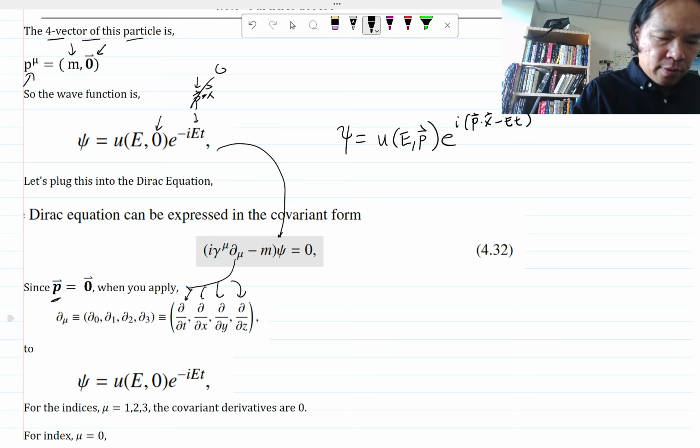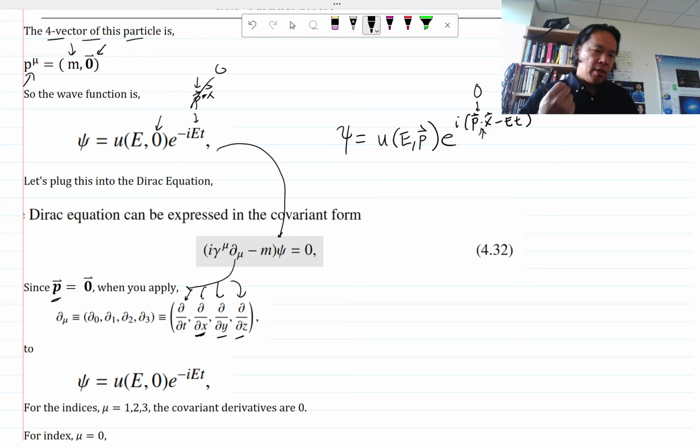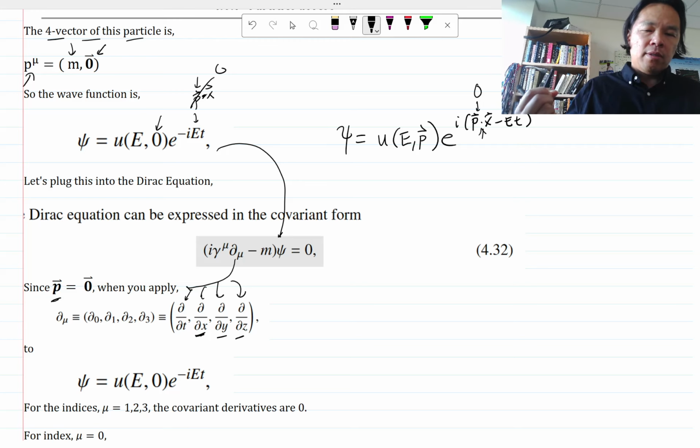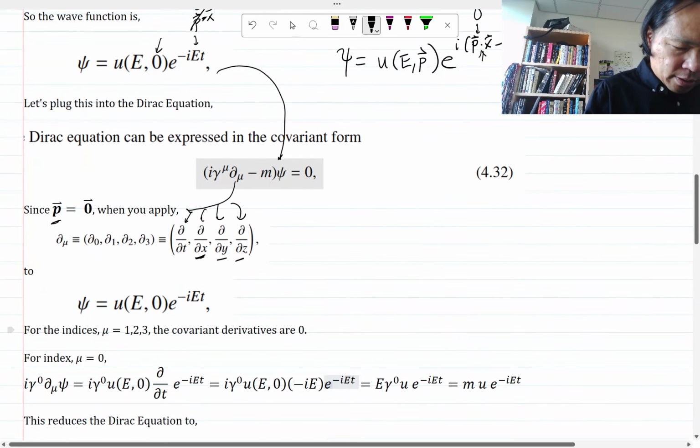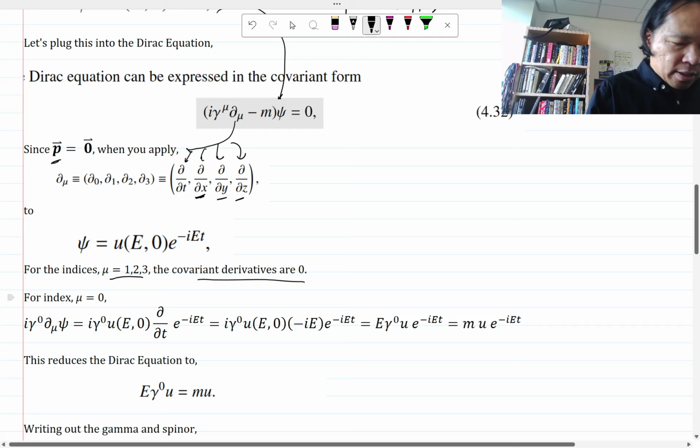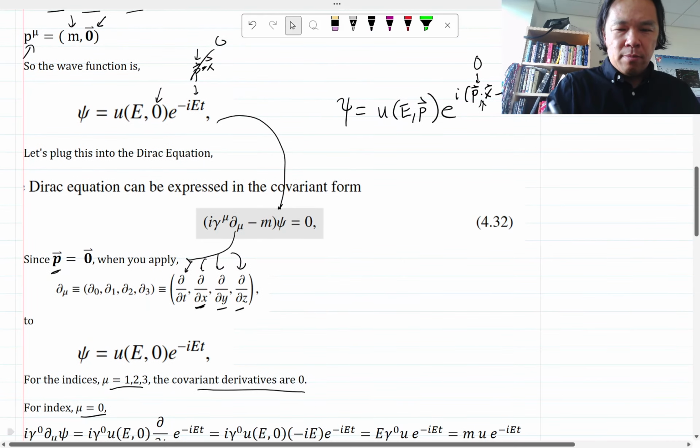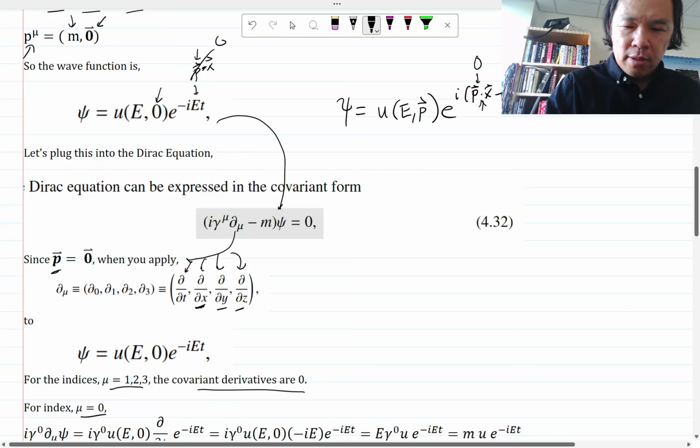So in general, these partial derivatives will bring stuff out, but since the momentum is 0, when we do this derivative with respect to x, y, and z, the derivative actually turns out to be 0, because there is no x dependence in this wave function anymore, since we made the momentum of that particle 0. So therefore, only the index 0 matters. The indices 1, 2, 3 in the covariant derivative are all 0. For the index 0, which is the time part, we still have to deal with it, because the wave function still depends on time.